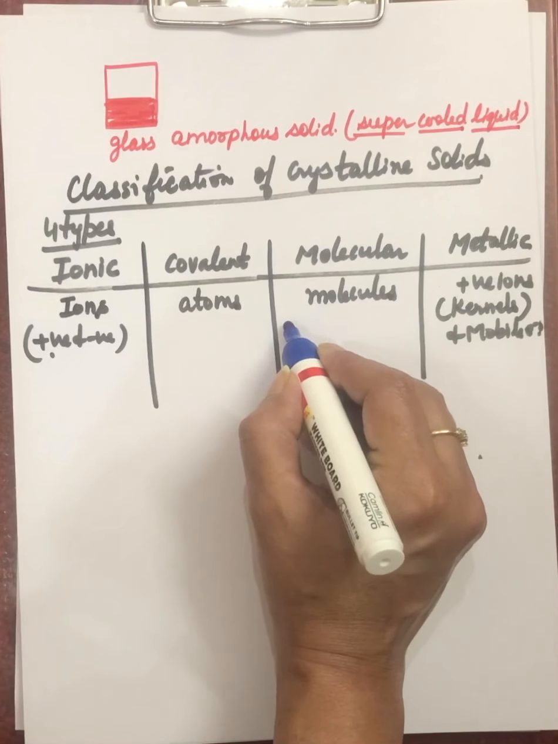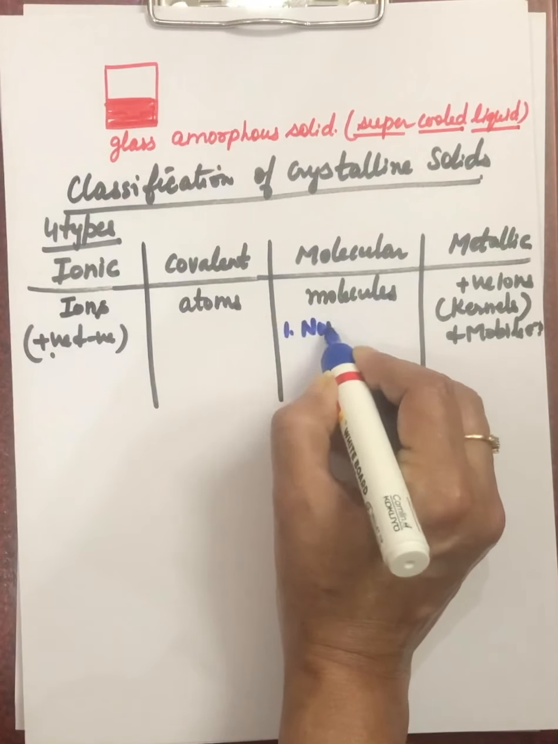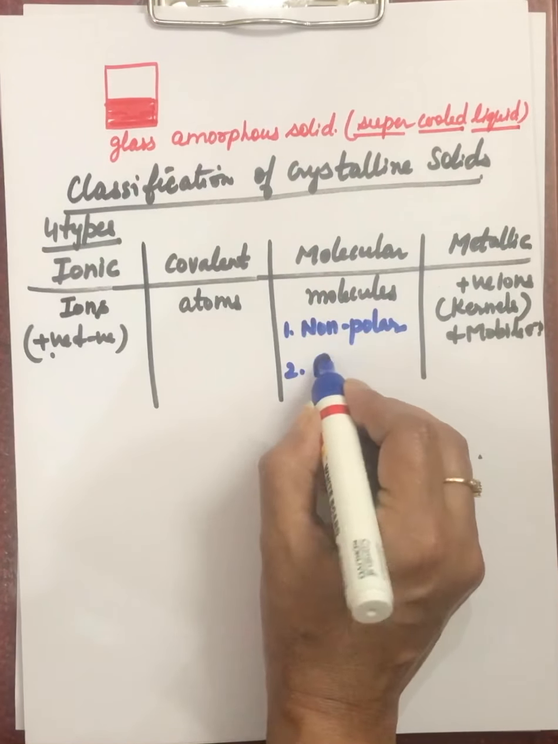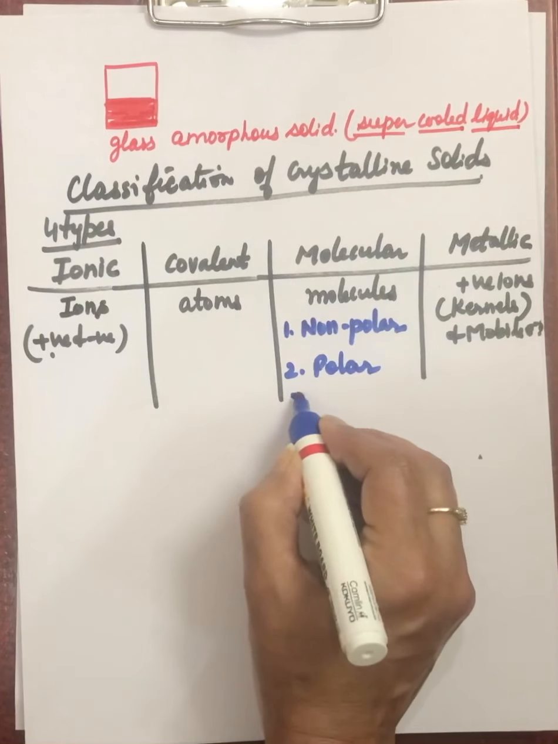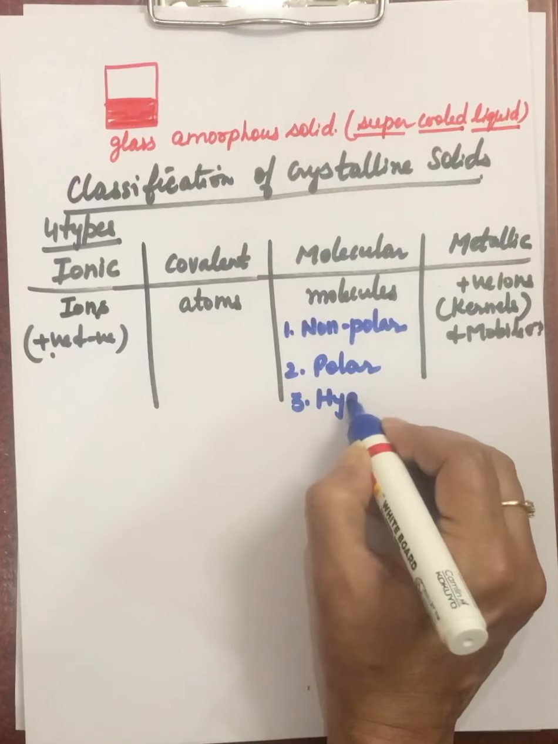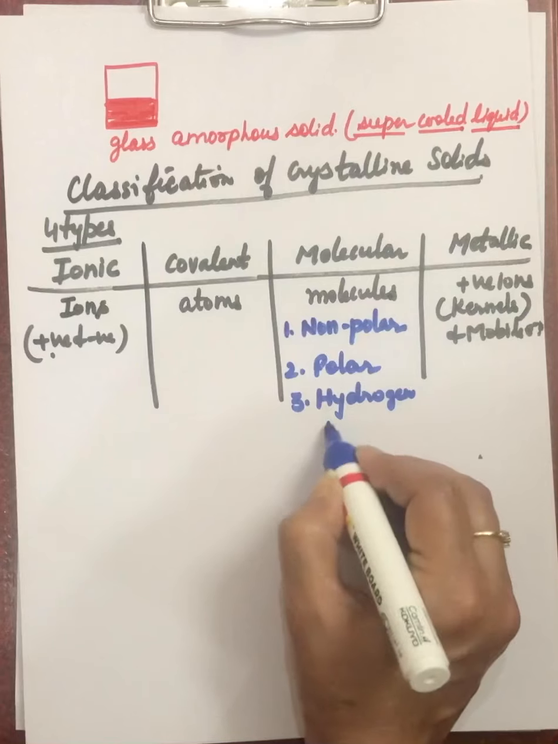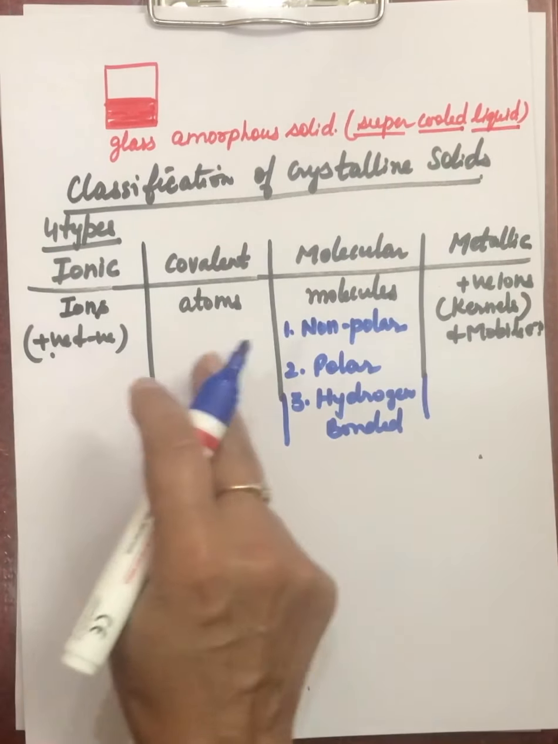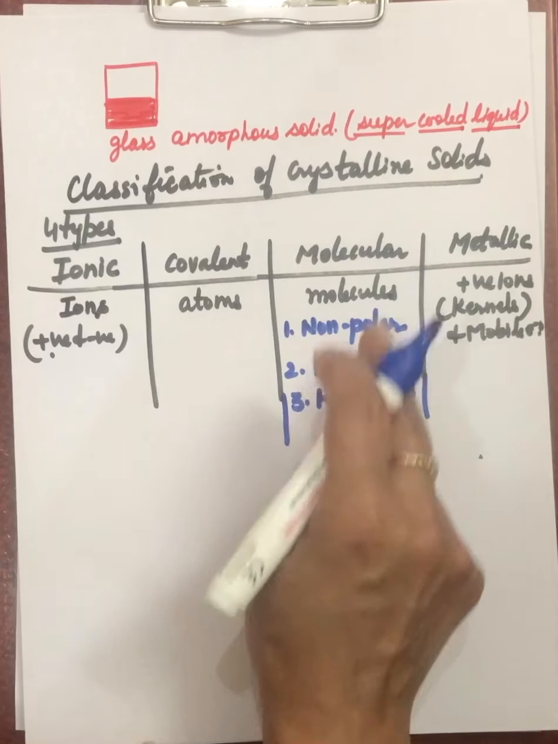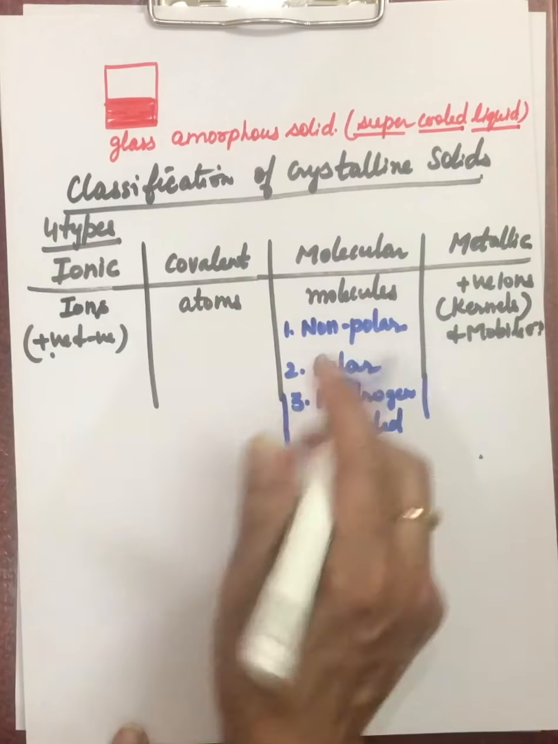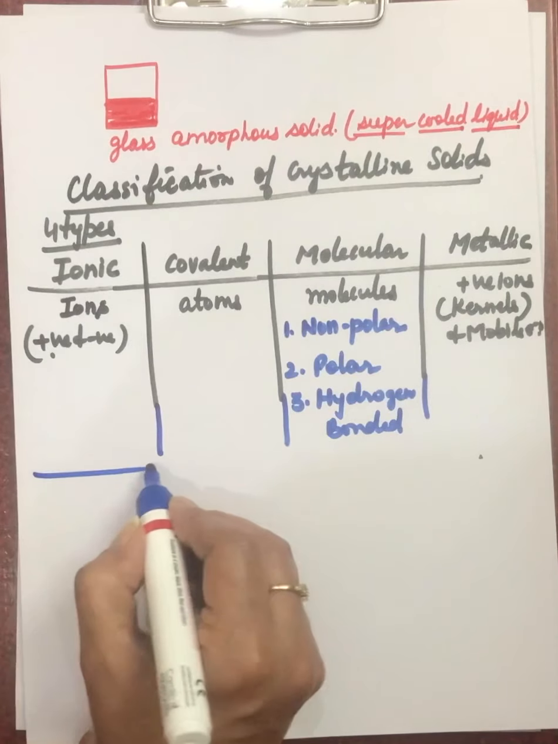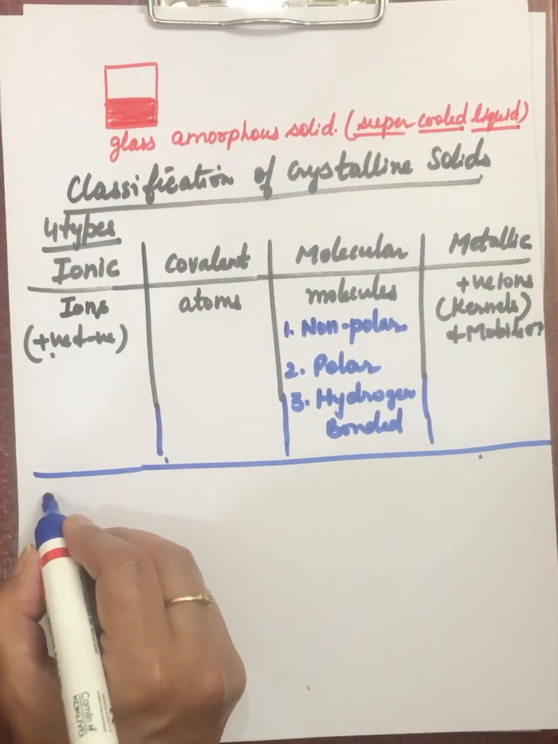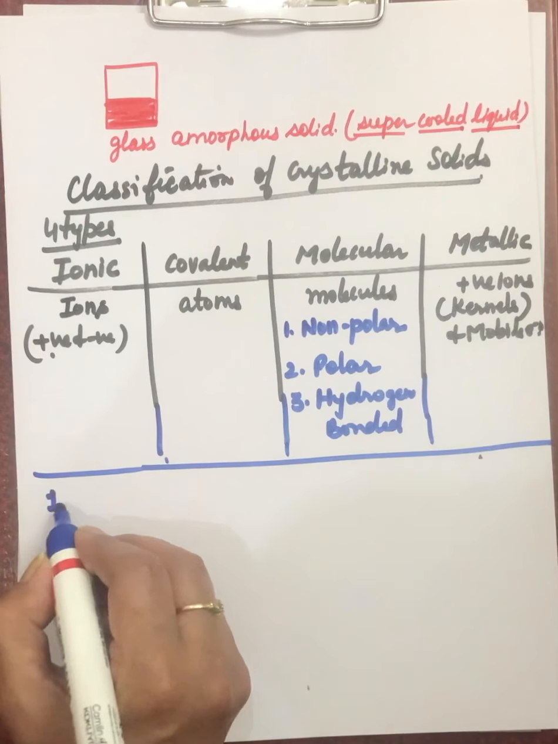Molecular solids are further of three types: non-polar, polar, and hydrogen bonded. So based on the type of particles, crystalline solids are of four types: ionic, covalent, molecular, and metallic solids. Now all these we have to study one by one. So first I am taking is ionic solid.